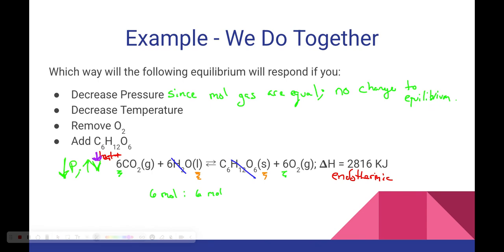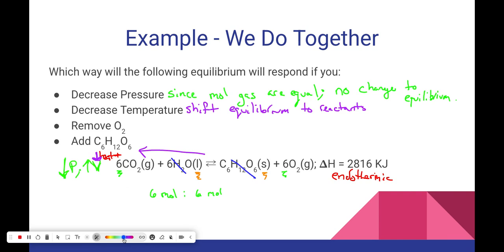So if I'm decreasing heat, what happens to the equilibrium? It shifts to the reactants. So in this case, we're going to shift the equilibrium to the reactants because we are lowering the temperature, and that essentially is going to lower our heat energy. And then if we lower it, it's going to shift the equilibrium back to the reactants.